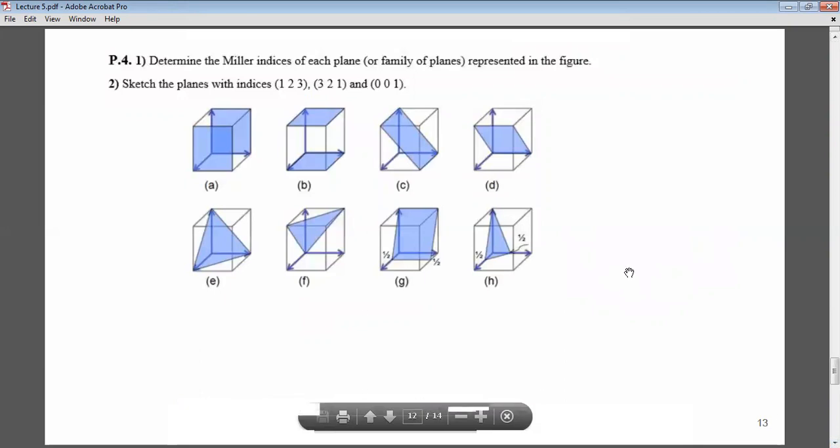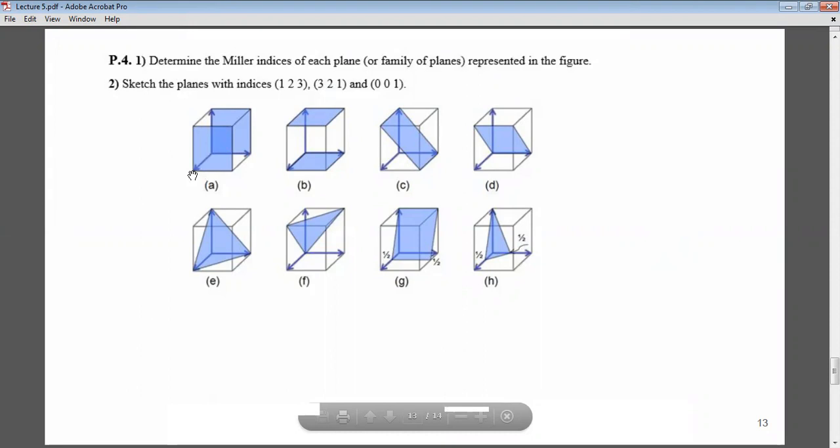Okay, so let's move on. So here we need to determine the Miller indices of each plane or family of planes represented in the figure. Here, before I continue, I just want to remind you that these are planes, okay? And these planes, it's not like only this plane has, if this plane, for example, what is this plane, the first one?